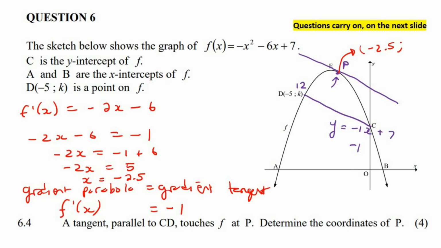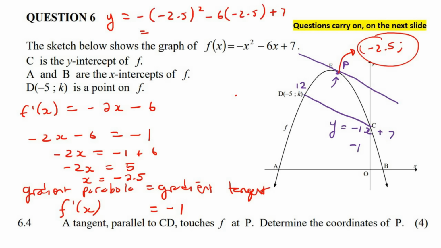Right, now we need to find the y value. To find the y value, you can just plug this x value into the parabola, and you would end up with y equals negative... Now, what is the x value? It's negative 2.5. I'm going to run out of space here, let's rather do it over here. If you go work this out, that'll give you 15.75. And so the coordinates of P would be negative 2.5 and 15.75.